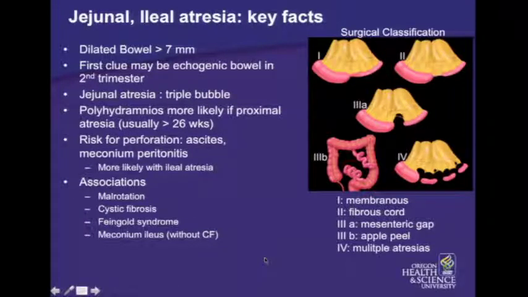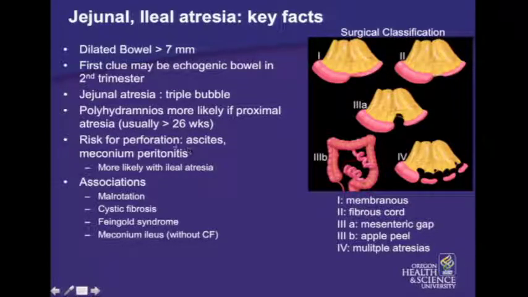Okay, let's move on to other atresias. Jejunal ileal atresia. Dilated bowel is defined by bowel that measures more than 7 millimeters. Sometimes the first clue that there may be an atresia is echogenic bowel, and we're going to talk about that a little bit later. With jejunal atresia, we might see what's called the triple bubble sign. And remember, duodenal atresia gives you the double bubble sign. Again, polyhydramnios is more likely if the small bowel atresia is proximal, but it's usually not seen before 26 weeks.